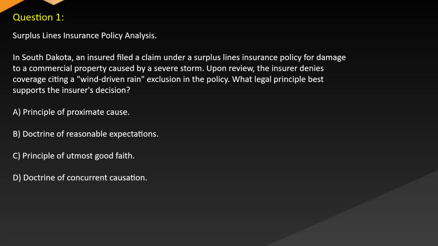Question 1. Surplus lines insurance policy analysis. In South Dakota, an insured filed a claim under a surplus lines insurance policy for damage to a commercial property caused by a severe storm. Upon review, the insurer denies coverage, citing a wind-driven rain exclusion in the policy. What legal principle best supports the insurer's decision?